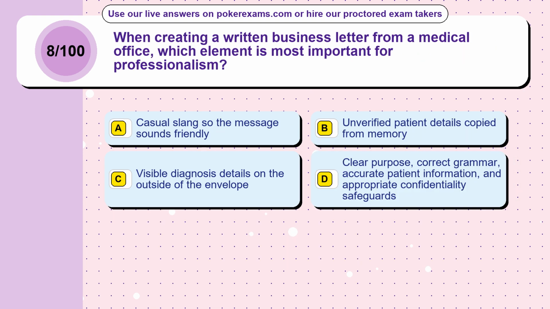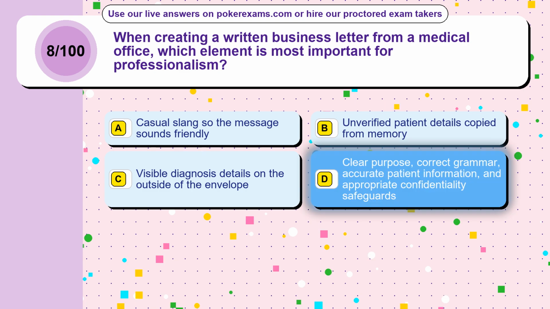Question 8. When creating a written business letter from a medical office, which element is most important for professionalism? Option A. Casual slang so the message sounds friendly. Option B. Unverified patient details copied from memory. Option C. Visible diagnosis details on the outside of the envelope. Option D. Clear purpose, correct grammar, accurate patient information, and appropriate confidentiality safeguards.